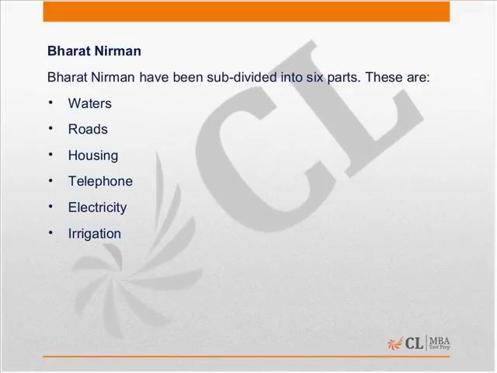Bharat Nirman: rural water supply, rural roads, rural housing, communication, especially in the rural field, meaning telephone connections, electricity and irrigation. These are all 6 components of Bharat Nirman.